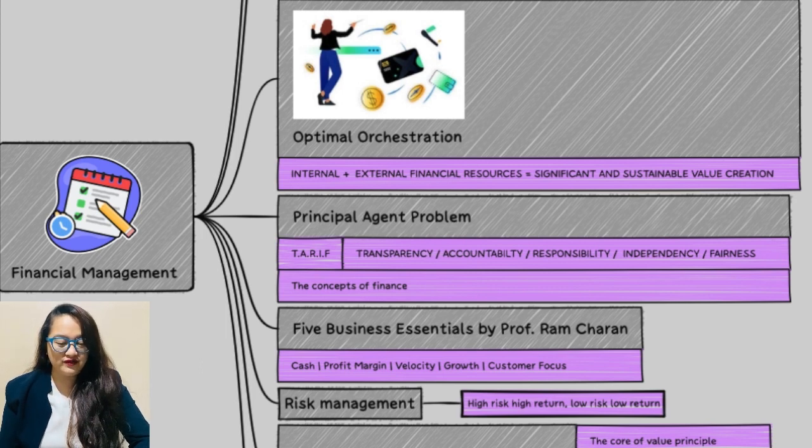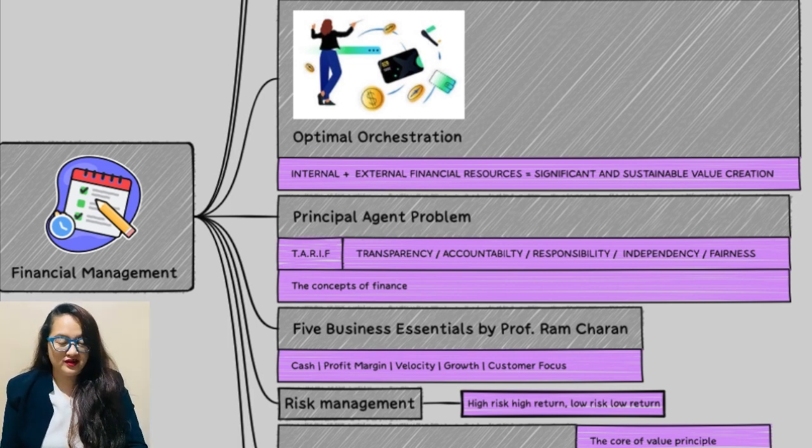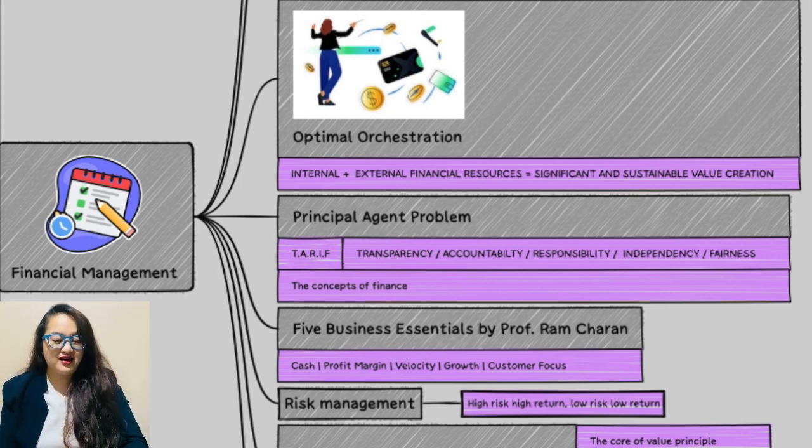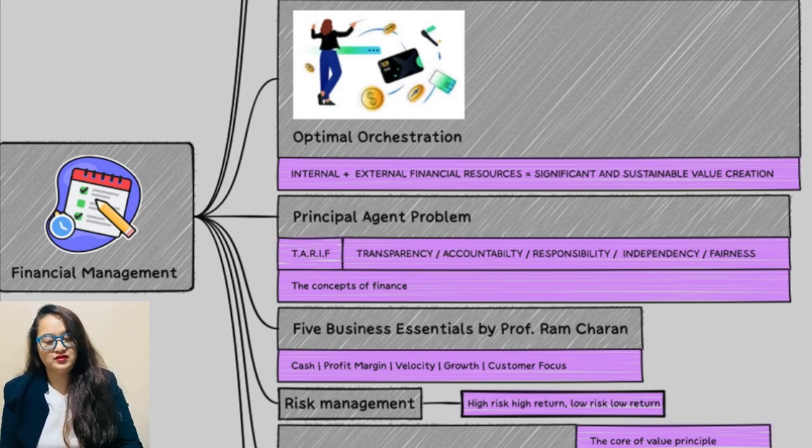The meaning of optimal orchestration is the internal plus external financial resources equal to significant and sustainable value creation. The next one is the principal agent problem. We call it TARIF, the abbreviation of transparency, accountability, responsibility, independency, and fairness. Next, there are 5 business essentials by Professor Ramcharan: cash, profit margin, velocity, growth, and customer focus.